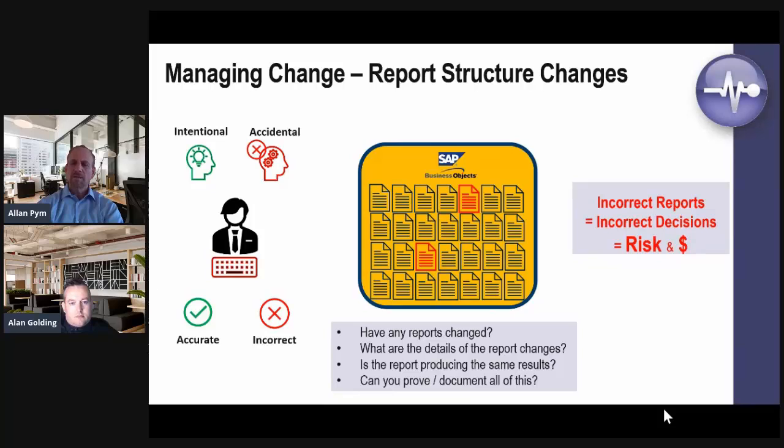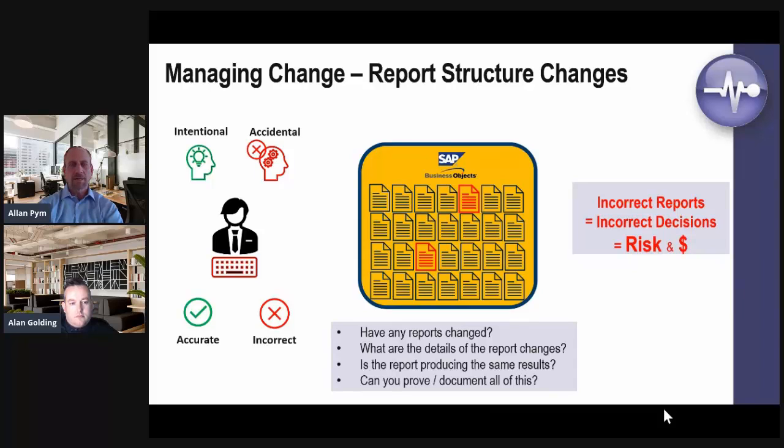Our customers tell us that they want to understand four key questions. Have reports changed? What are the details of those changes, if there are any? Are the reports producing the same results after the change? And can you document and prove all of these report change aspects? So these are key questions that our customers want to understand.